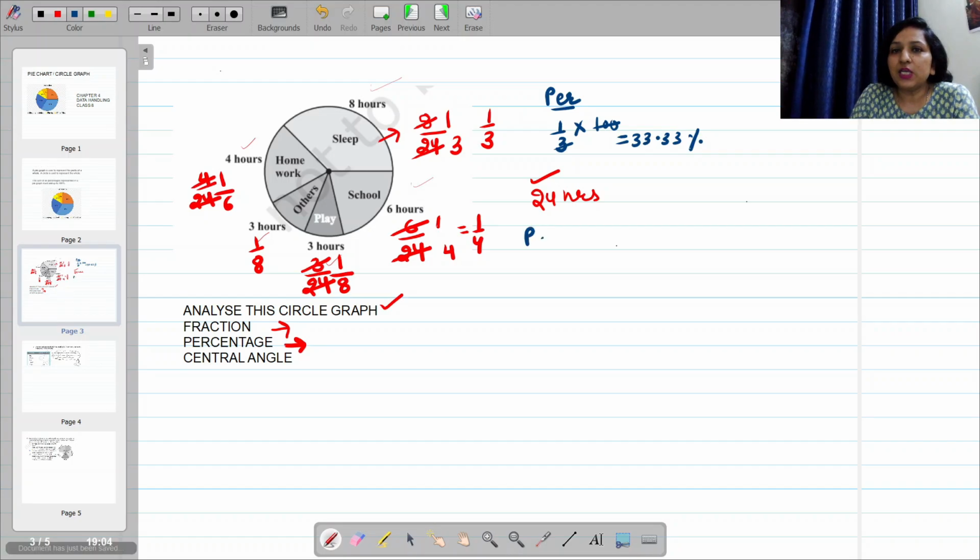Now percentage, how do we calculate? Fraction multiplied by 100. 100 divided by 4 is what? That is 25. So 25% for school.